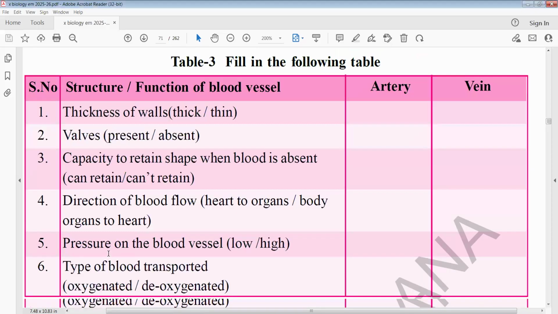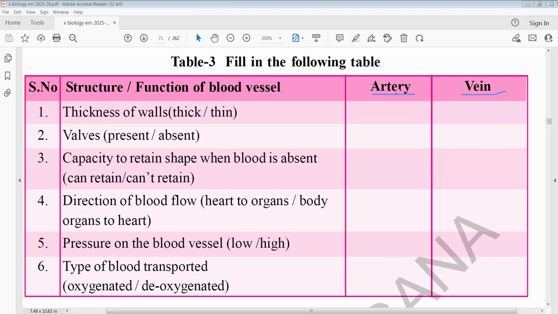So now this table is important. Once again, what I am saying is, those of you who are studying now, you are going to write the exam soon. So this table is very important. Now let us give the answers. I have said it a number of times. So here, arteries and veins.